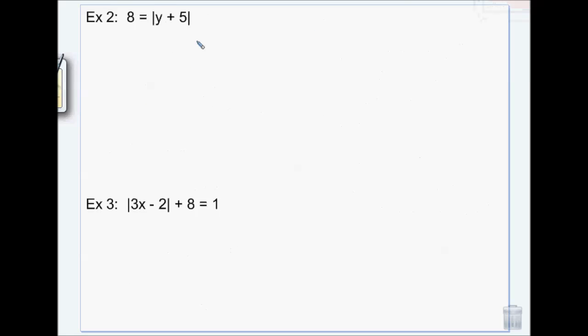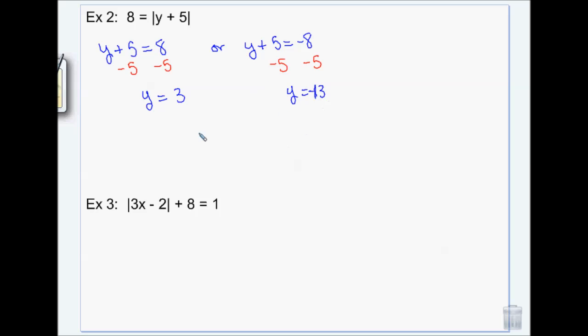Same. So we're going to split it into 2 equations. Subtract 5 from both sides. So y equals 3 or -13.